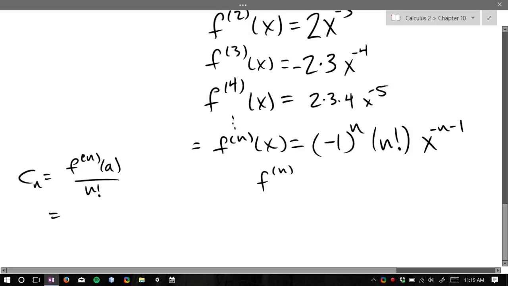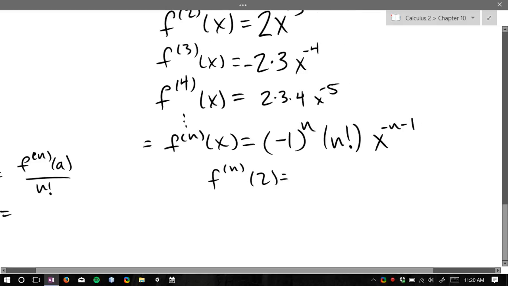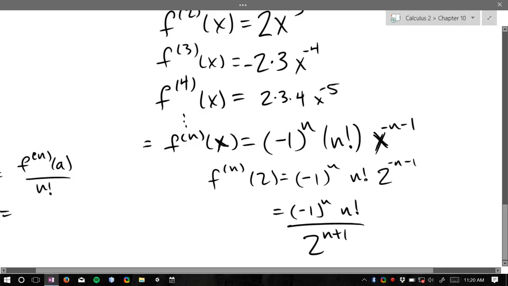So let's go ahead and compute fn of 2. All you're doing is replacing x by 2. There's nothing else going on. Just here was x right here, and then I replaced it with 2. So I'm just going to turn that x into a 2. Negative 1 to the n, n factorial times 2 to the minus n minus 1. Because that's negative powers, you can write it in the denominator. So it'll be 2 to the n plus 1. Maybe that looks a little nicer than having negative powers hanging out.